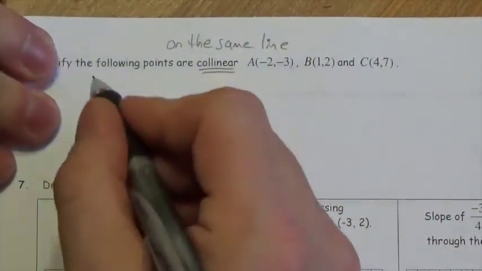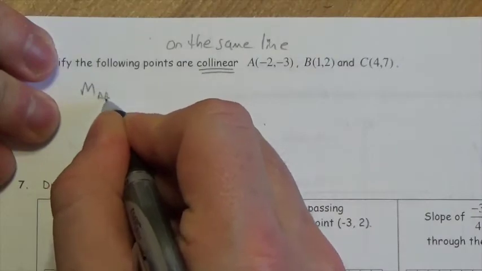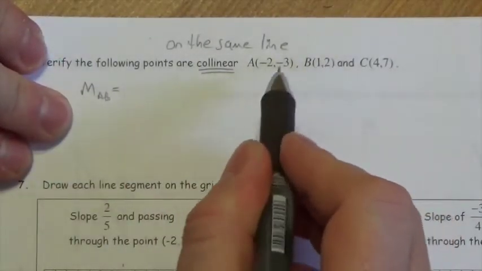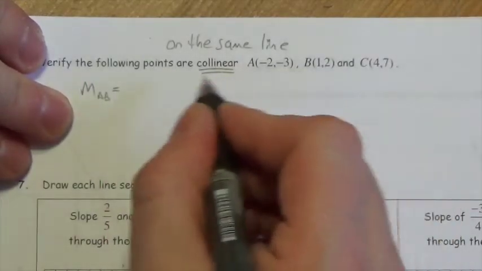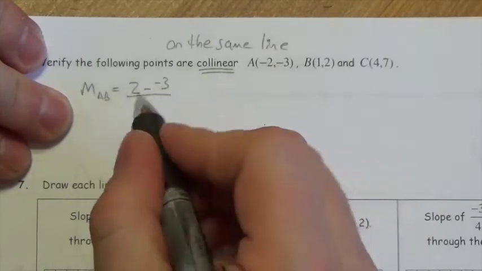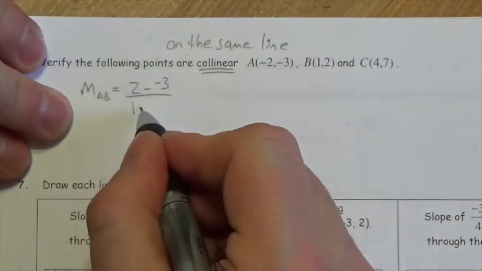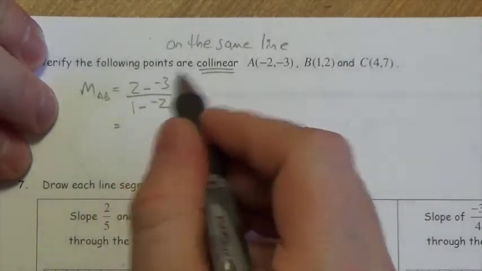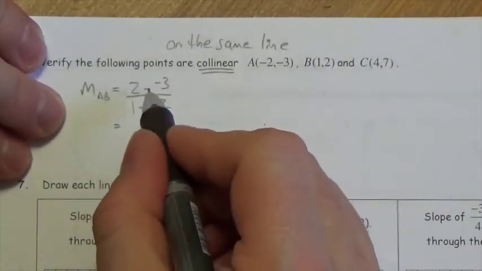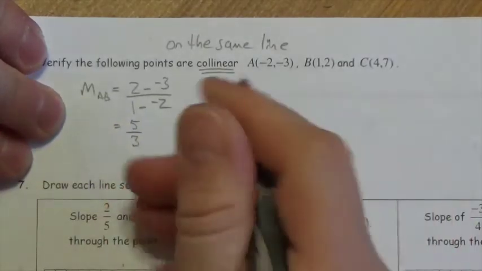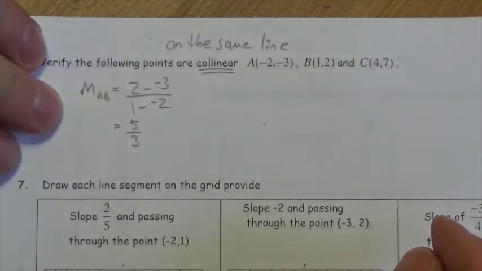So if I find the slope, for example, and I'll use a subscript here, slope of AB, I'll let B be 0.2 and I'll let A be 0.1. So this will be 2 minus negative 3 over 1 minus negative 2. Bearing in mind the negatives in there, got to be careful. 2 minus negative 3 will be 5. 1 minus negative 2 will be 3. There we go. 5/3.